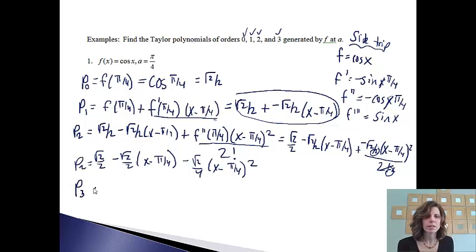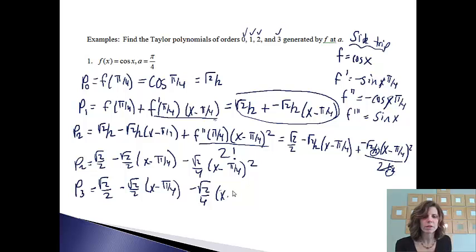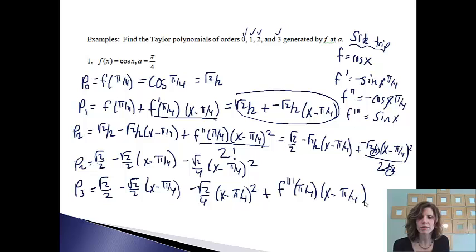Okay, it did say to get to 3, woohoo, so we're going to take what we already have. So square root of 2 over 2 minus the square root of 2 over 2, x minus pi over 4, minus the square root of 2 over 4, x minus pi over 4 squared. And now I get to add the next part, the order 3, which is again going to be the triple derivative of pi over 4 times x minus pi over 4 cubed all over 3 factorial. Okay, and without writing the rest of that stuff out, I'm just going to put ditto, ditto, ditto.